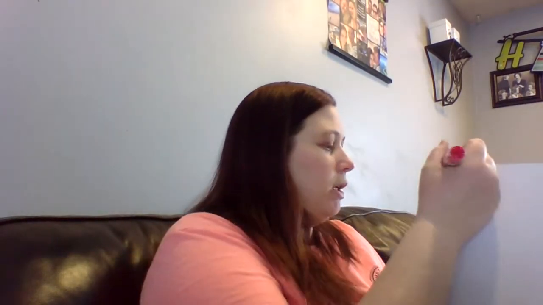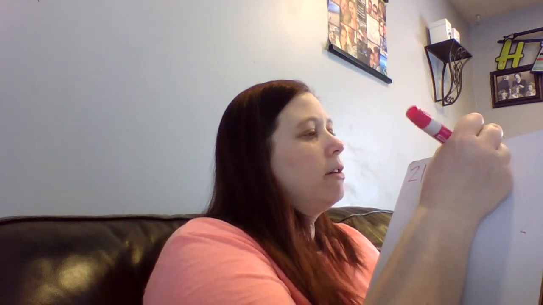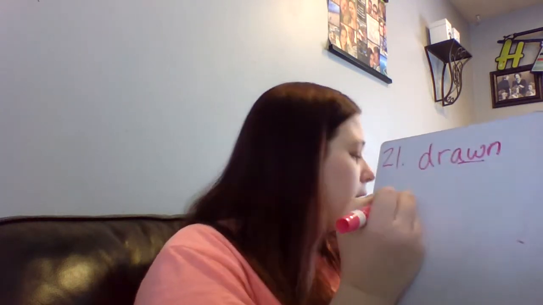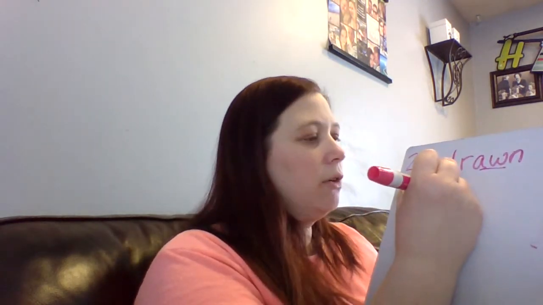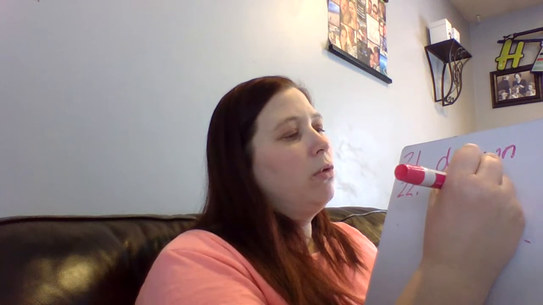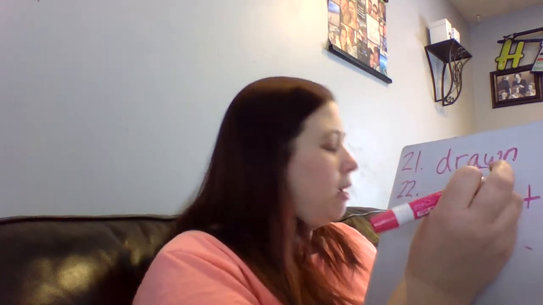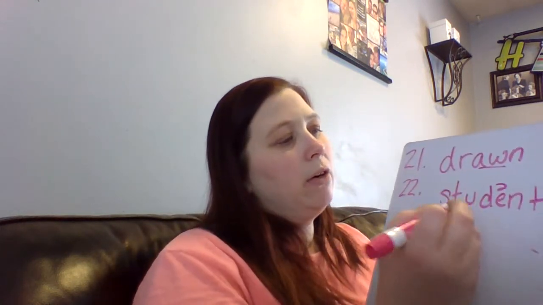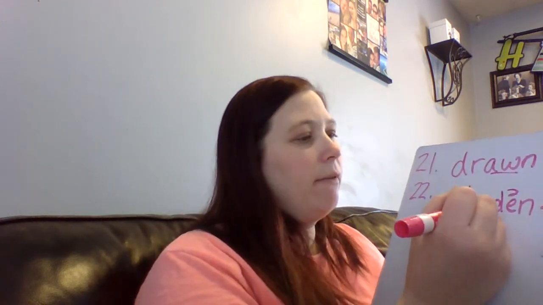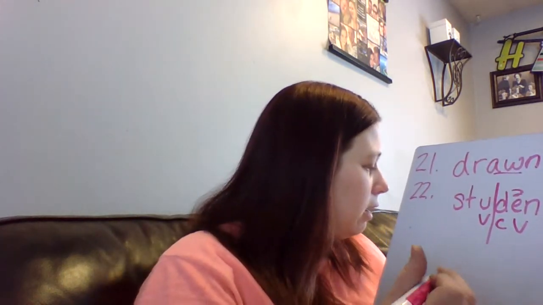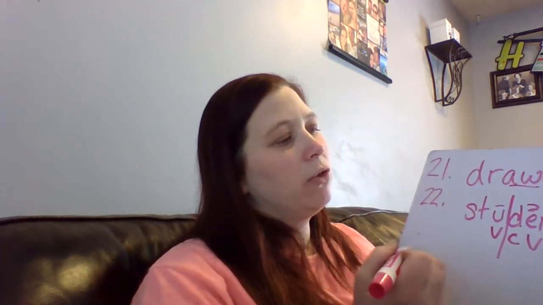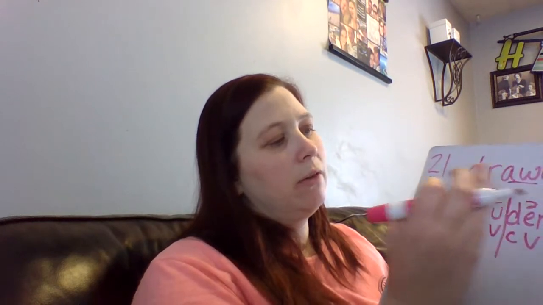And then we're going to move on to our last section, 21. Drawn. Here we have our AW we underline, and that's all we're doing with that one. 22, student. Our E gets that schwa on the top of it. Here we have vowel, consonant, vowel, so we're going to draw a line in between. And then our U gets a macron because it's open-ended. There's nothing after it because it's at the end of the syllable.